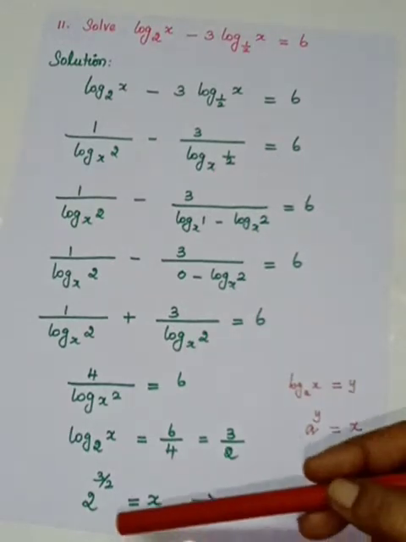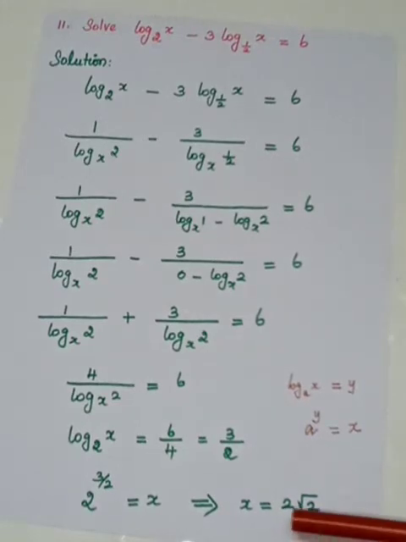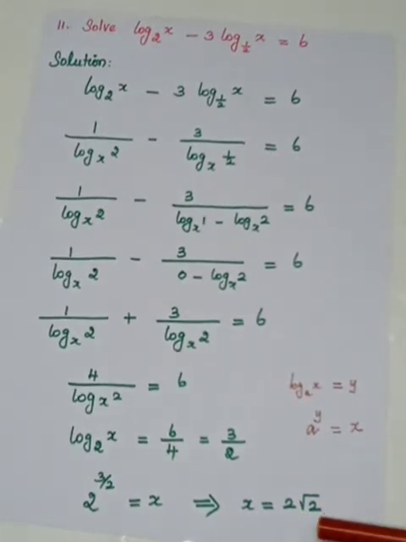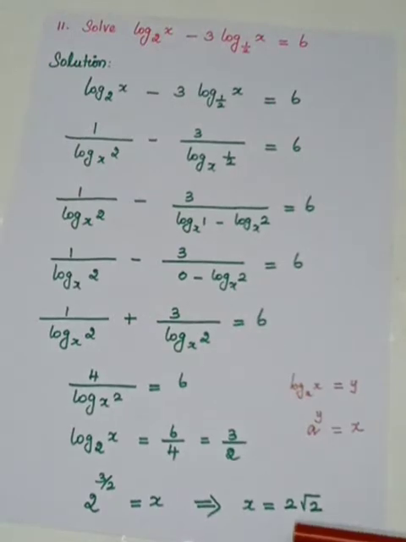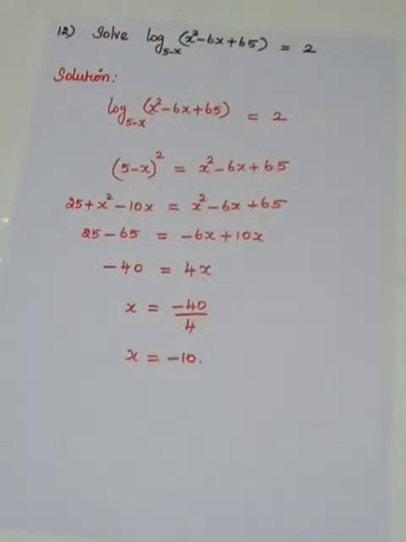So 2 power 3 by 2. What is 3 by 2? It is 1.5, that is 1 and a half. So it can be written as 2 power 1 and 2 power half. The 2 power half can be written as root 2. So x is equal to 2 root 2. That is problem number 11. Come to problem number 12.